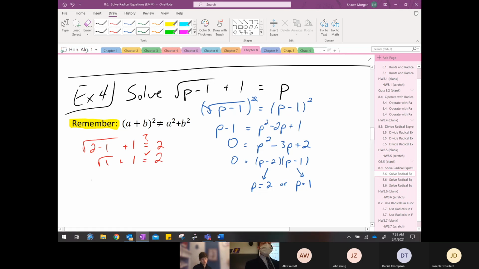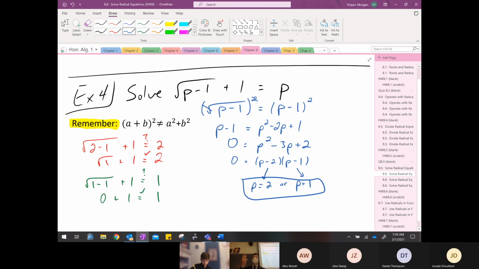Let's check the second example. Square root of 1 minus 1 plus 1 equals 1. Let's see if that equals 1. 1 minus 1 is 0, so we got 0 plus 1 does in fact equal 1. So both of those answers survive. They're both legit, they're both good. Okay, that's just simple steps 1, 2, 3, and 4.